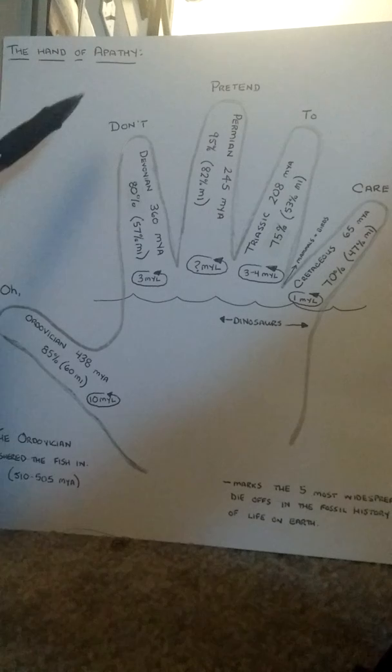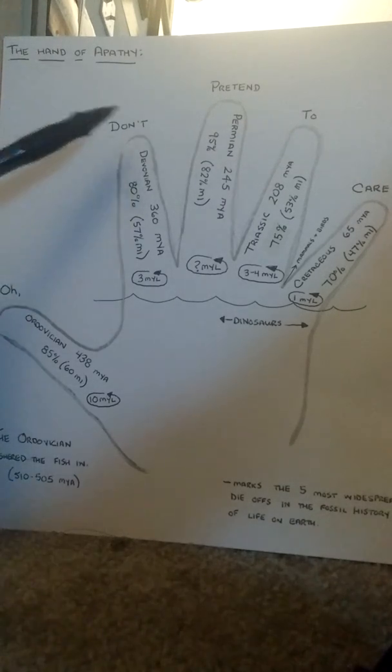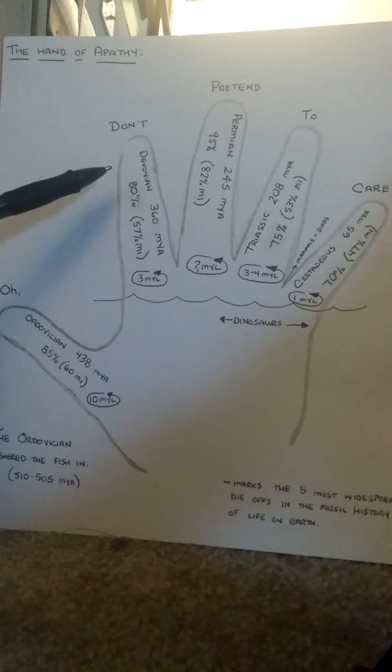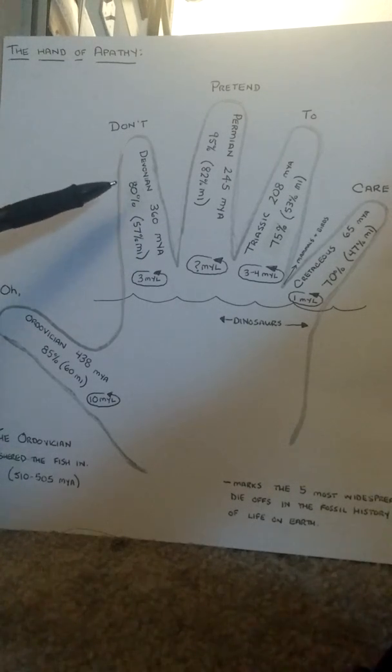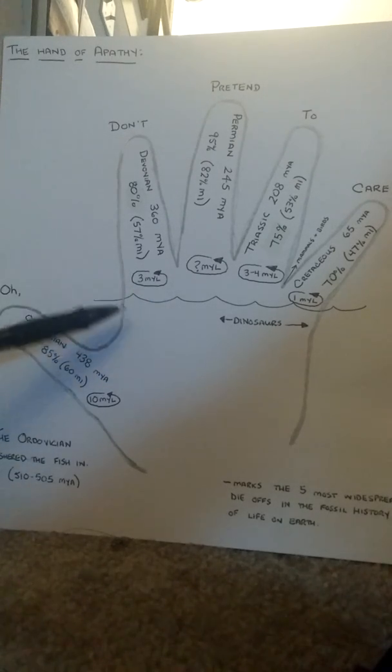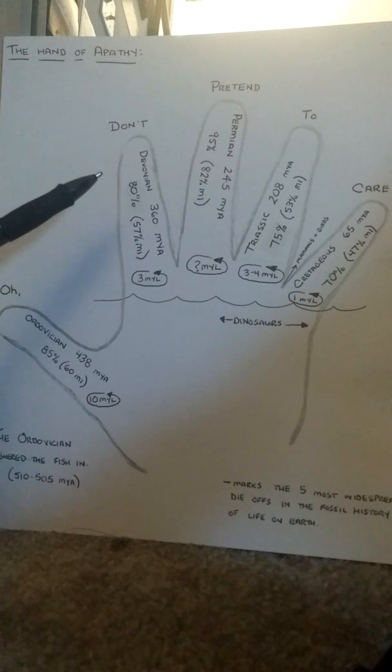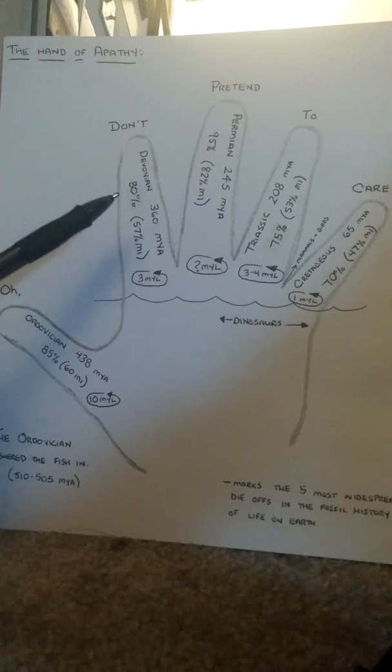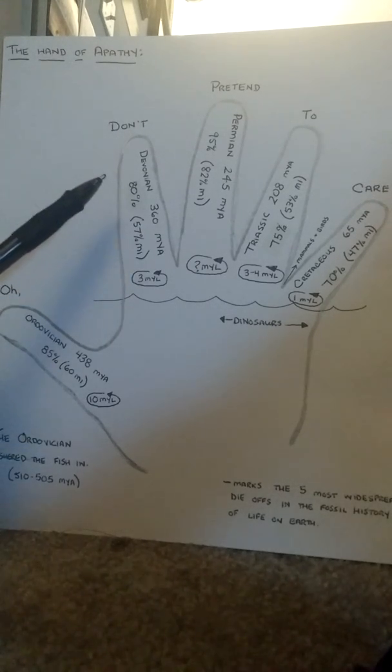Coming to the next extinction event, the D for O, don't. The D is the Devonian extinction. This is 360 million years ago, wiping out 80% of species, 57% of marine invertebrate, with a duration of about 3 million years. You can kind of see the waterline affects a little bit of the Devonian era. This was still primarily an aquatic event as well.